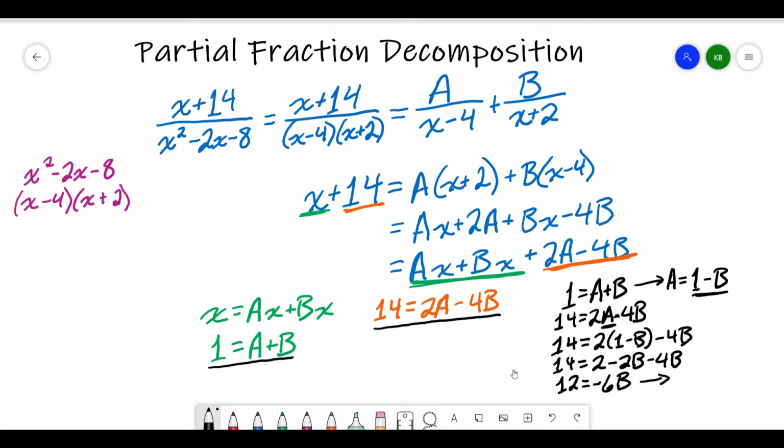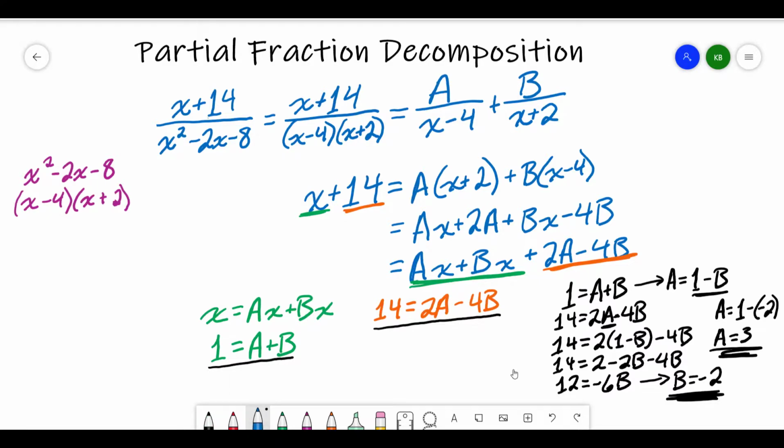And that's going to lead me to have b equals negative 2 when I divide by negative 6 on both sides. So since b equals negative 2, then I'm going to go back to my a equals 1 minus b and plug that in. So I'll get a equals 1 minus a negative 2. And minus a negative is addition, so a is going to equal 3.